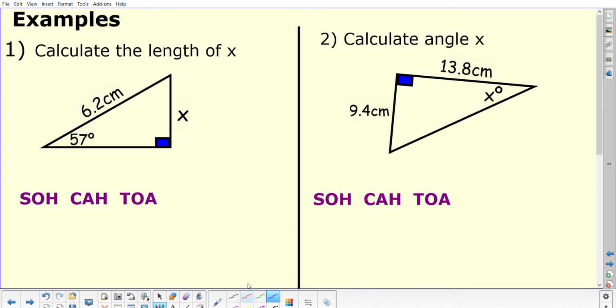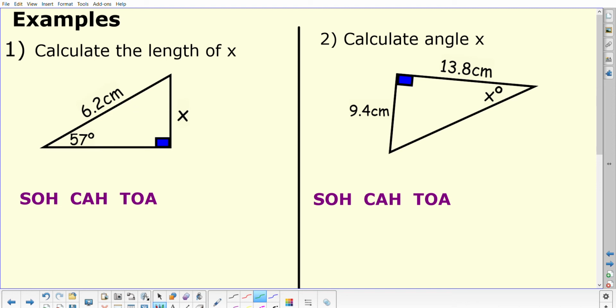You've met this before, but this is us just revisiting it. Whenever you're doing any of these questions, I'm looking for you to sketch the triangle and mark on the triangle what information you know. So here, we've got a right angled triangle, clearly marked in where the right angle is. We've got an angle inside, we've got one side, and we're trying to calculate this missing side here.